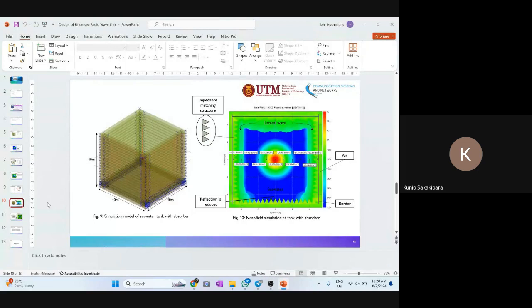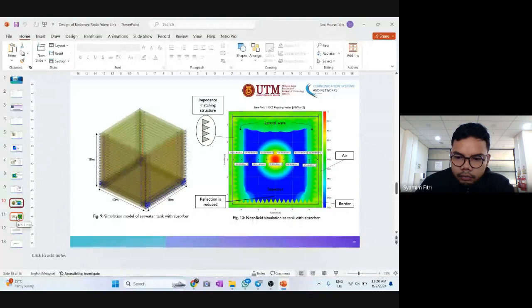For the radiation pattern, for now we are simulating the near field, and the radiation pattern for the seawater is different from air because of the difference in conductivity and permittivity. You can see here the radiation in the seawater should be this blue one, and the green one is the radiation in air.